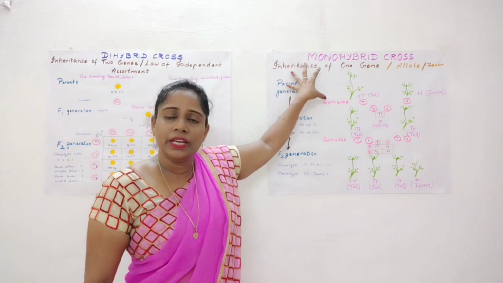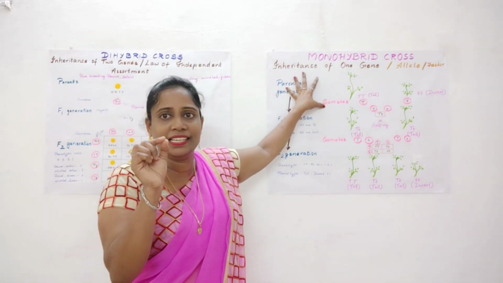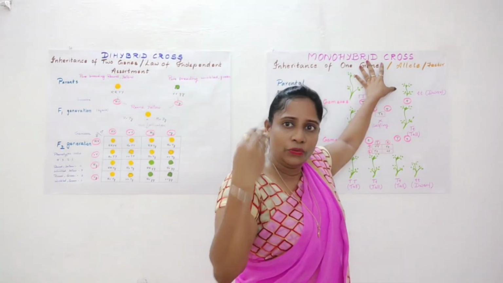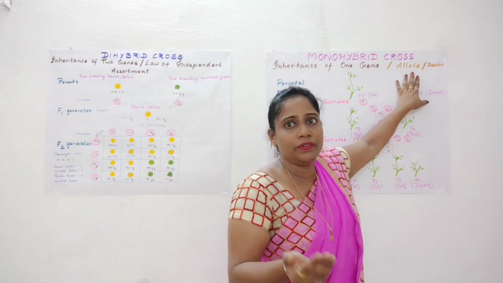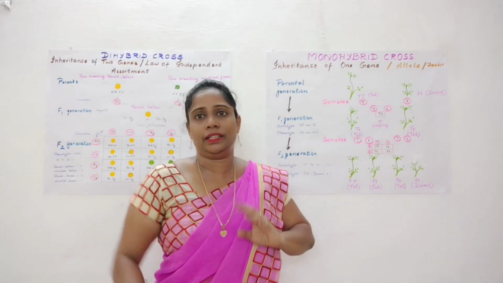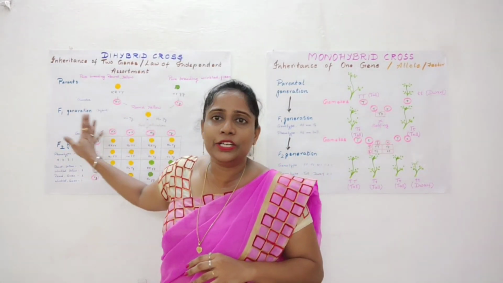So here we have learned about inheritance of one single gene. We also know a gene has different alternative forms, which we call alleles. And genes were earlier called factors. Clear, children? Shall we move on to dihybrid cross?